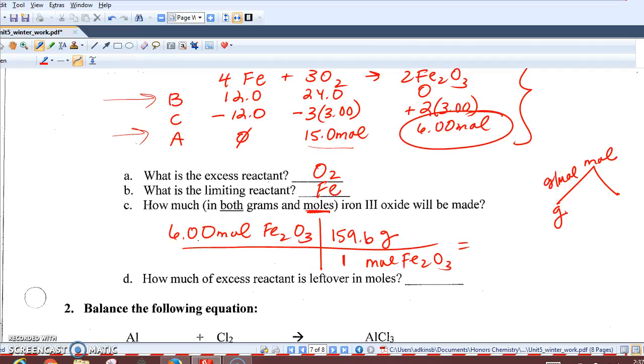Alright, then we multiply our 6.00 by our 159.6, and we cut it to, looks like 3 sig figs. So our answer would be 958 grams. Alright, and then it says how much excess reactant is left over in moles. Again, right there in your table, so 15 moles of excess reactant remain.